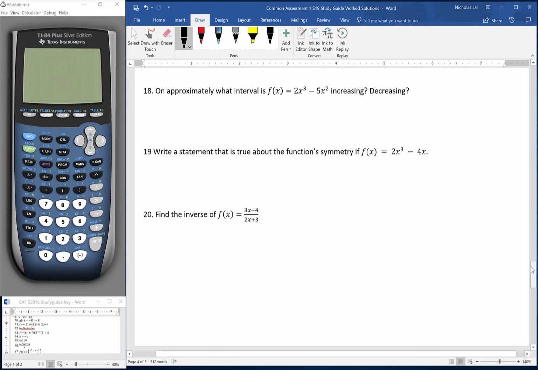All right, approximately what interval is f of x equal to 2x cubed minus 5x squared increasing and decreasing? So this is one where having a graph will really help us. 2x cubed minus 5x squared. I'm not doing this using just algebra because that's calculus. Let's do zoom standard. So what's going on here? All right, so I'm actually going to zoom in.